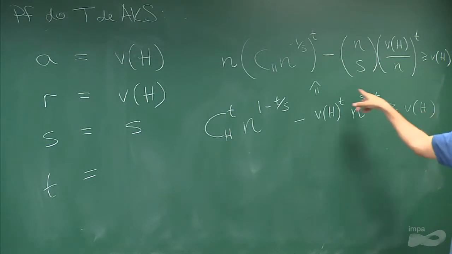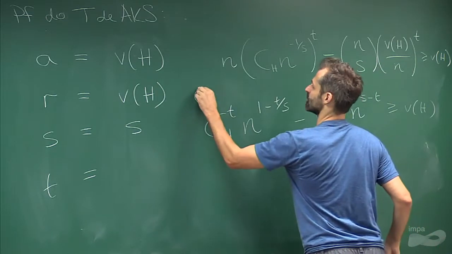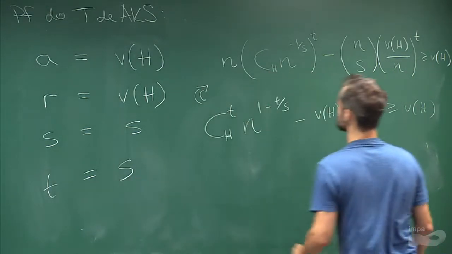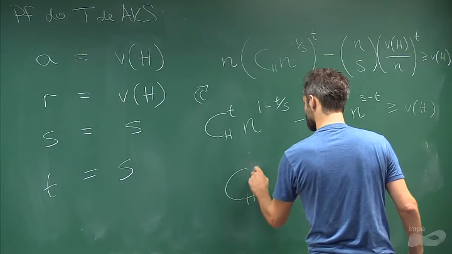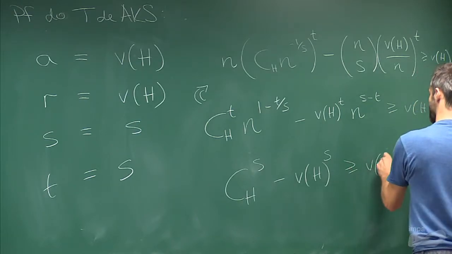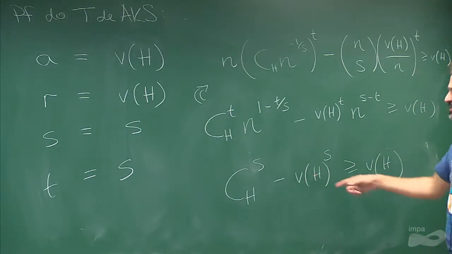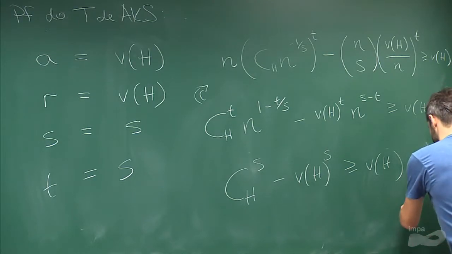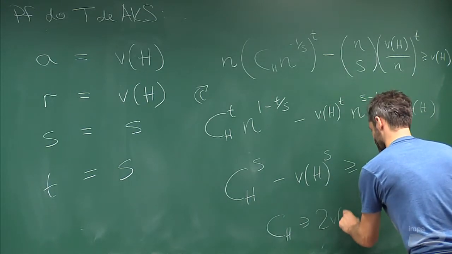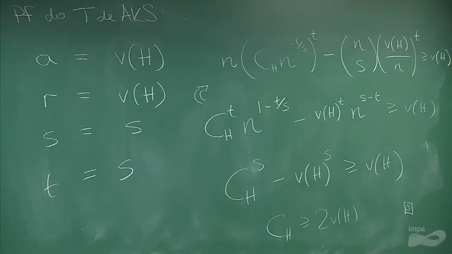Okay, so what T would you like to choose so that this is true? Maybe T equal S and a big constant. Yeah, very good. So put T equal to S. This disappears. You get C of H to the S minus V of H to the S is at least V of H, which is true as long as C of H is basically bigger than V of H. Okay, 2 V of H. That's it.